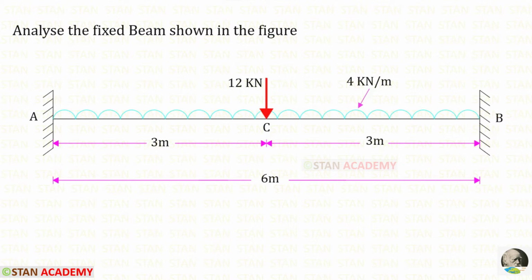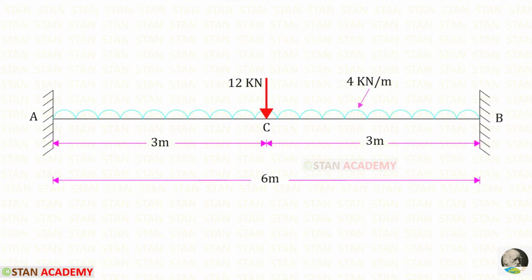Hello everyone. Today we are going to analyze this fixed beam. In this beam we have two loads: one point load of 12 kN in the center, and a uniformly distributed load of 4 kN per meter. It is acting for the whole span. The length of the beam is 6 meters.